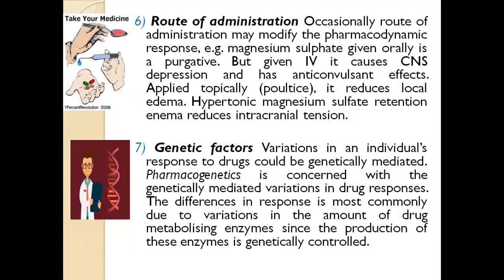Next, we see about the route of administration. Occasionally, route of administration may modify the pharmacodynamic response. Example, magnesium sulfate given orally is a purgative, but when given IV, it causes CNS depression and has anticonvulsant effects. And if applied topically, it reduces local edema. Hypertonic magnesium sulfate retention enema reduces intracranial tension. So here we can see one specific drug, magnesium sulfate, but when given by different routes of administration, it has different effects.